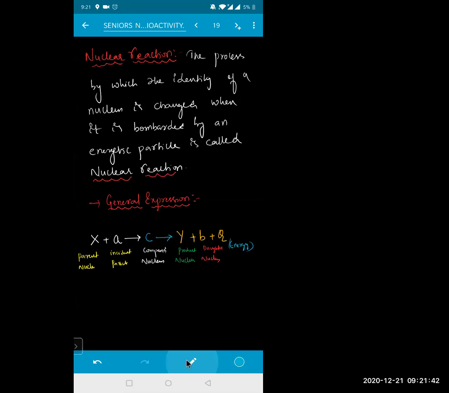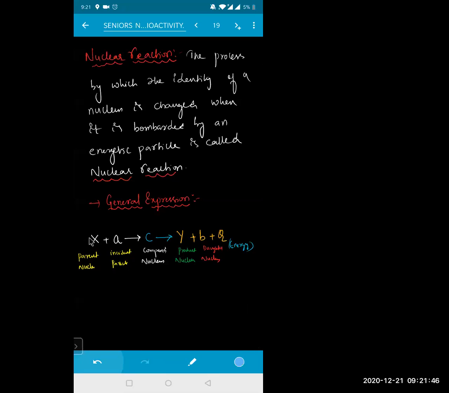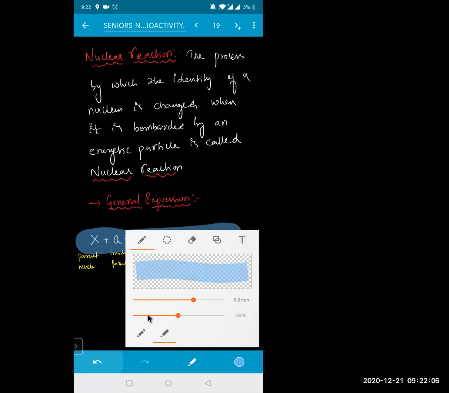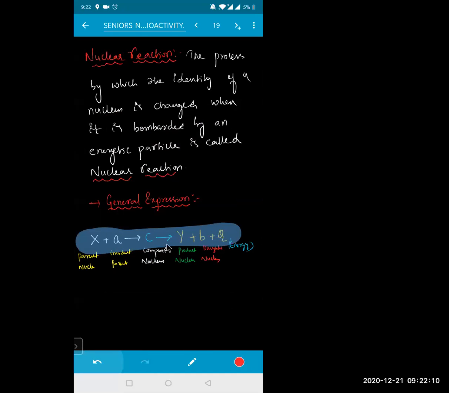So this is how we write the total equation for this process. This is your nuclear reaction. The general expression is X plus A. When a parent nucleus is incident with a particle, we get a compound nucleus. That compound nucleus gives the product nucleus, along with a daughter nucleus, and a certain energy is also released in the process. Clear? Now, conservation laws obeyed by the nuclear reactions.